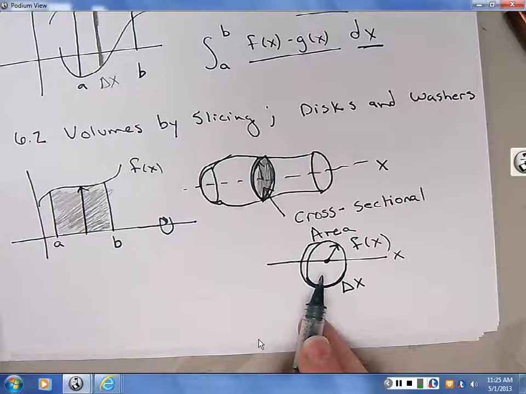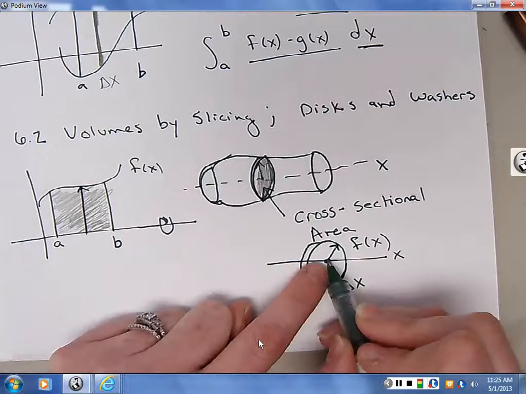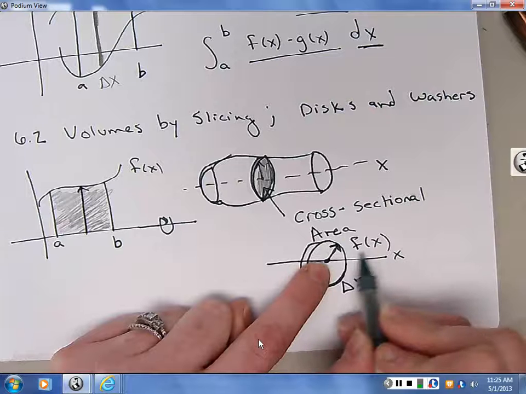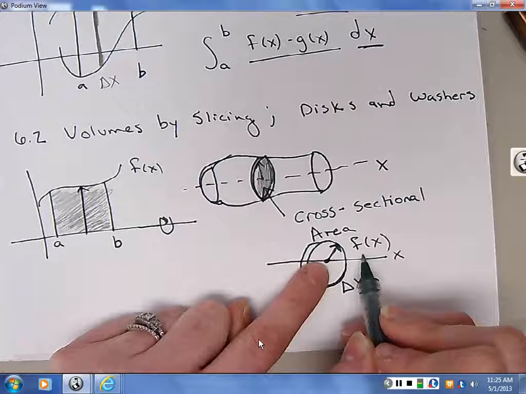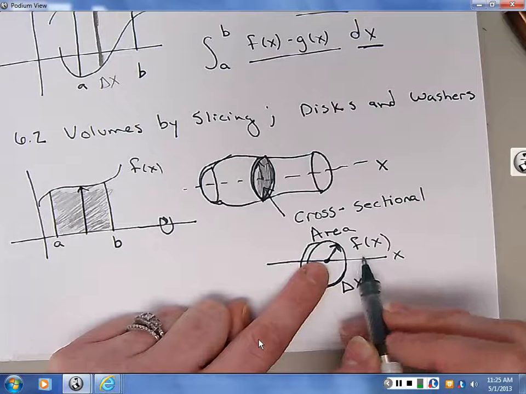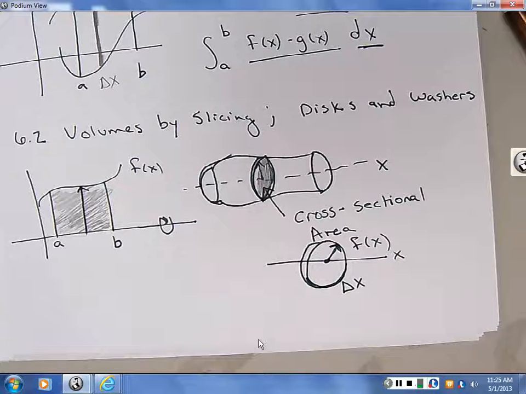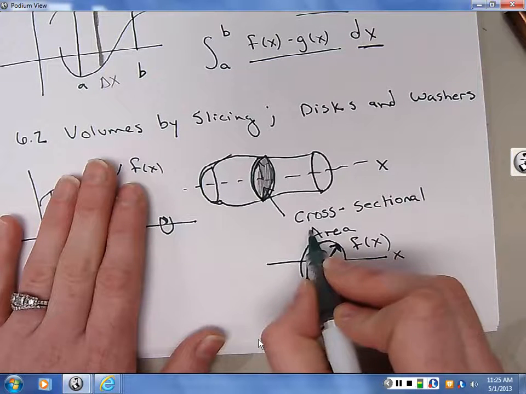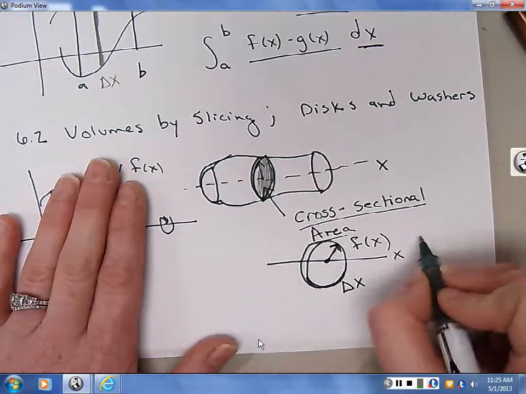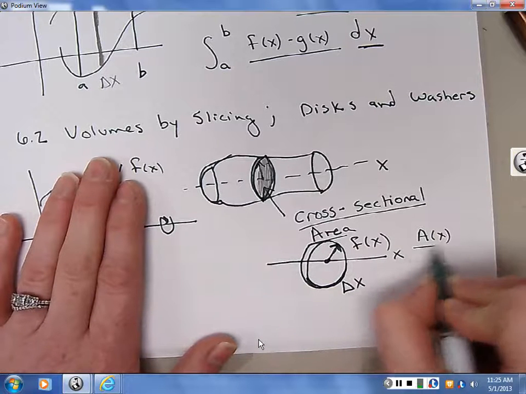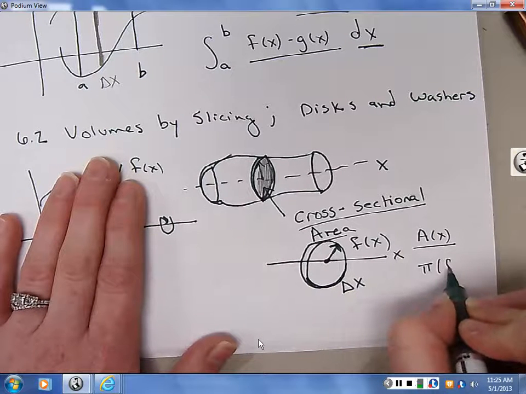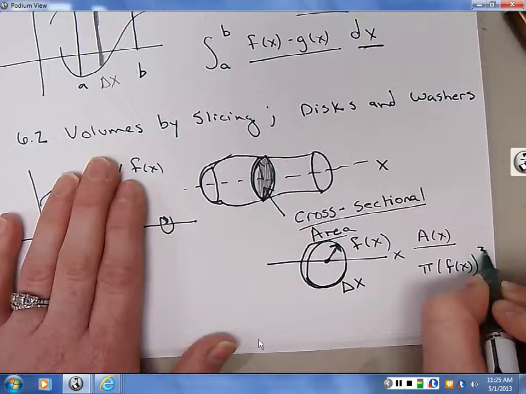2 pi r squared, right? But what is my radius? It's a function of x, which is named f of x. So it could be x squared, it could be 5. So the cross-sectional area here is important, so we're going to name that A of x, and it turns out to be pi f of x squared.